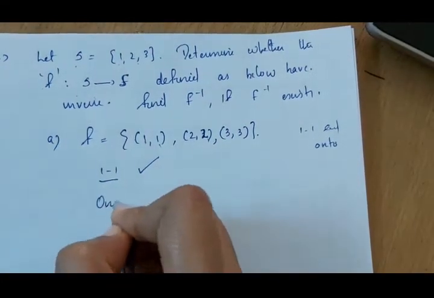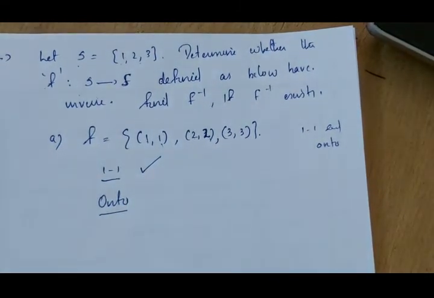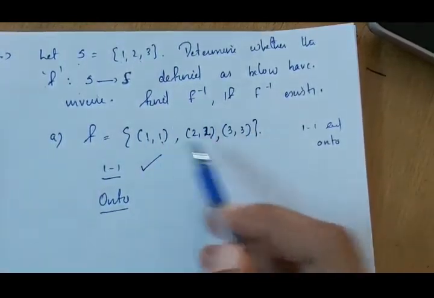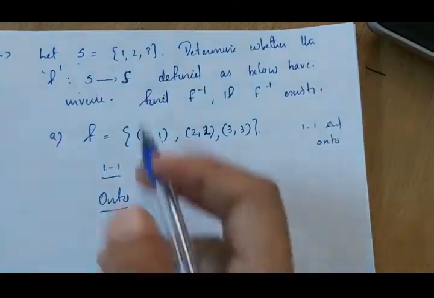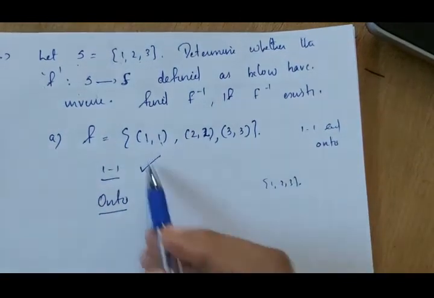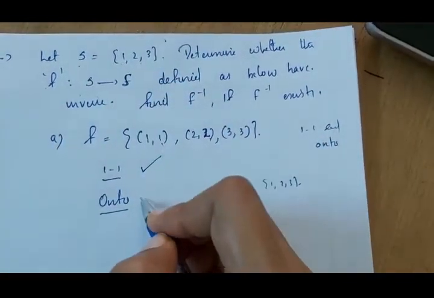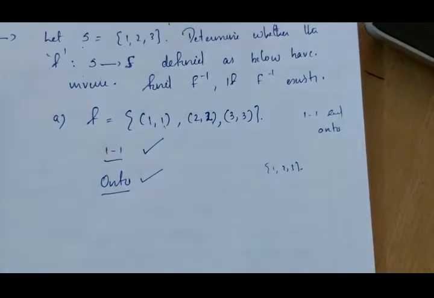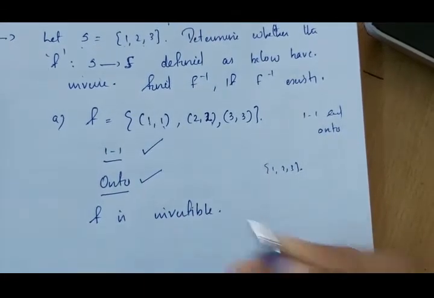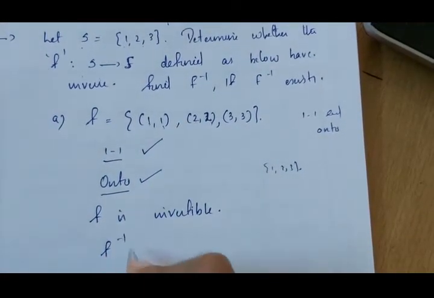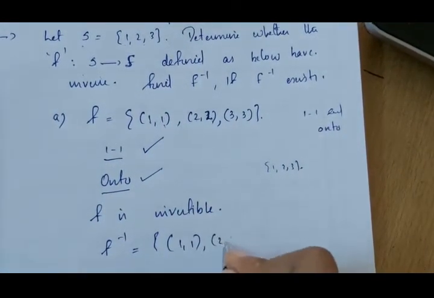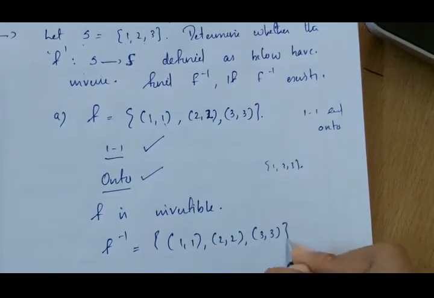What about onto? Onto means the range should contain all the values in the codomain. 1, 2, 3 is the range here. So it also follows the onto property. So we can say that f is invertible. f inverse is equal to the reverse: {(1, 1), (2, 2), (3, 3)}.